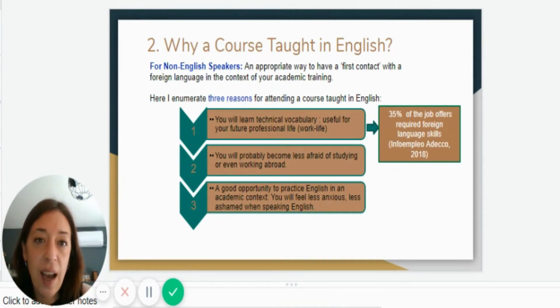In fact, according to a report published by Infoempleo in 2019, 35% of the job offers required foreign language skills in English and also in German. Secondly, you will probably become less afraid of studying or even working abroad. And lastly, I think it's a good opportunity to practice your English in an academic context. Consequently, you will feel less anxious, less ashamed when speaking in English in your work life, and also in your social life.